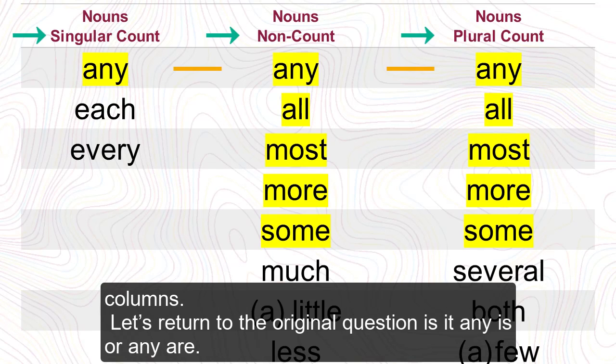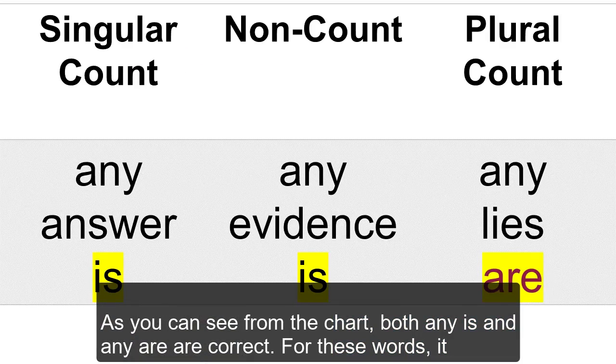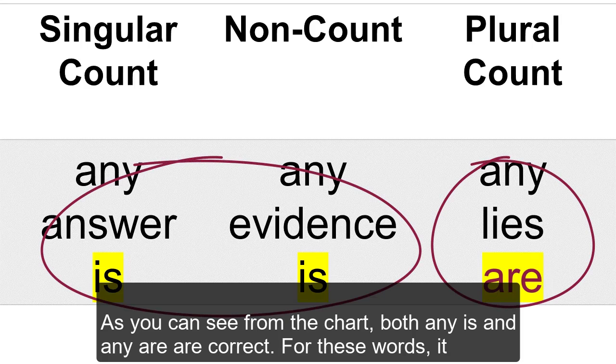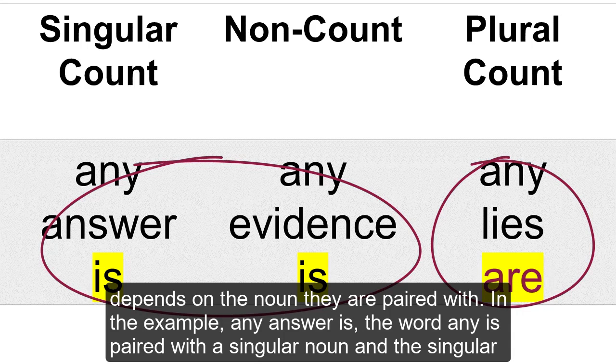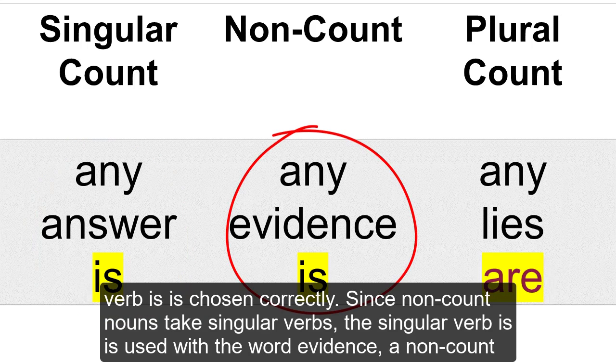Let's return to the original question. Is it any is or any are? As you can see from this chart, both any is and any are correct. For these words, it depends on the noun they are paired with. In the example, any answer is, the word any is paired with a singular noun and the singular verb is chosen correctly. Since non-count nouns take singular verbs, the singular verb is used with the word evidence, a non-count noun.